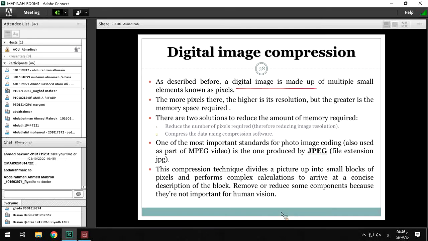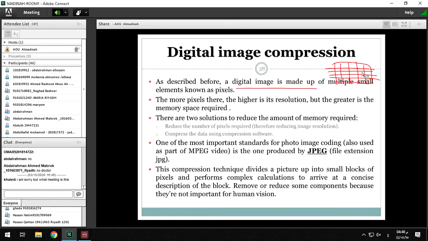As described, a digital image is made up of small elements called pixels. We saw what a digital image is in our previous meeting: every image is divided into small pixels. The more pixels, the higher the resolution and the more memory it takes. So in lossy compression, we try to reduce the number of pixels. There are two solutions to reduce the memory. One is to reduce the number of pixels required. Another is to compress the data using compression software. One of the most standard photo image codings is JPEG.